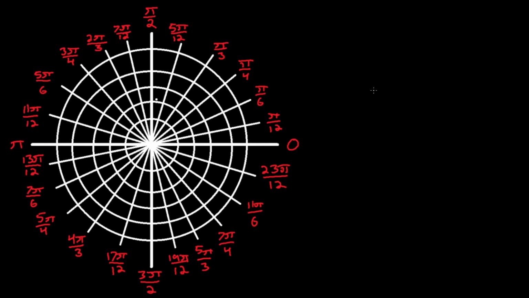In this video, I'll be showing you guys how to plot points on the polar plane, how to plot points with negative radius, and how to plot points with angles greater than 2 pi. Alright, so the first example I would like to show you is 3, pi over 4.